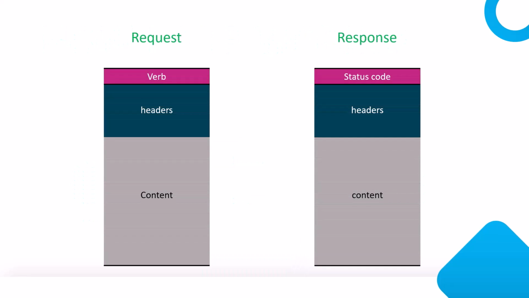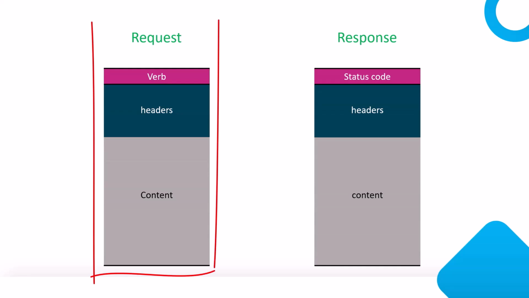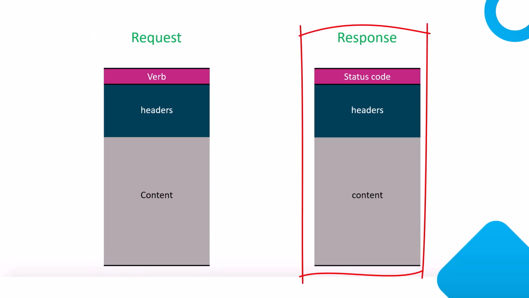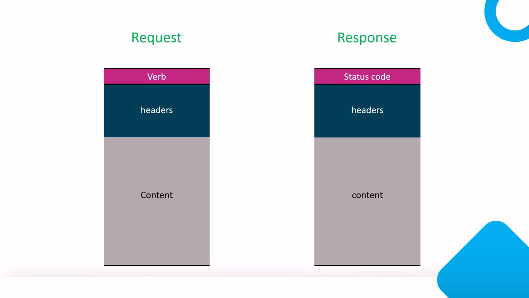Based on what we have seen, we have a request that is originated from the client and we have a response. The request will have verb, header and content, and response will have status code, headers and content. In the next video, let me dive a little bit more into what exactly is in request, what is HTTP verb, headers, content, and similarly in response, what is status code, headers and content. Let me do that in the next video.